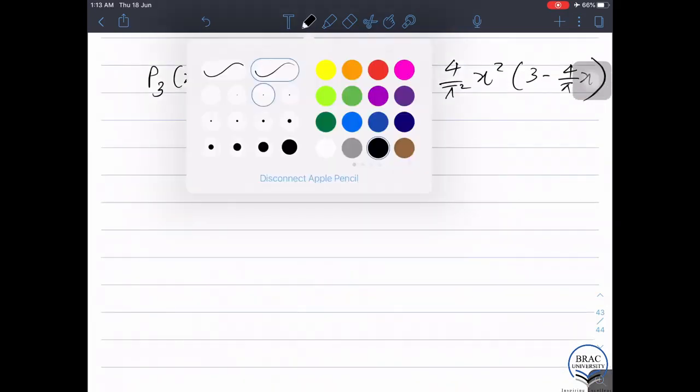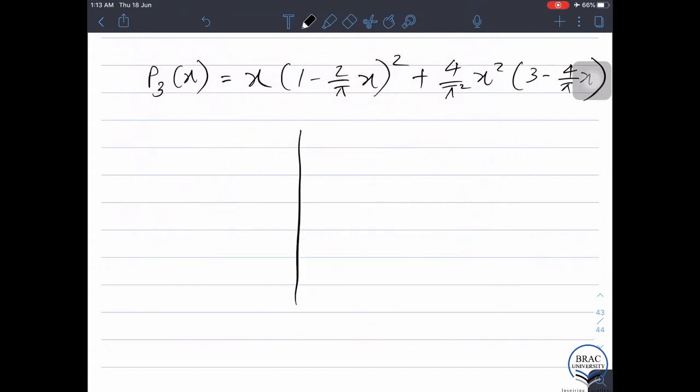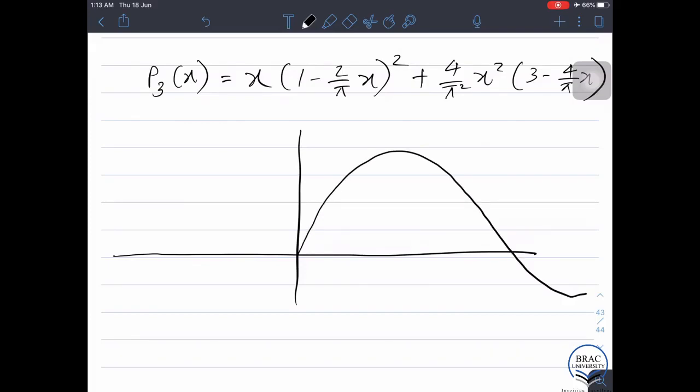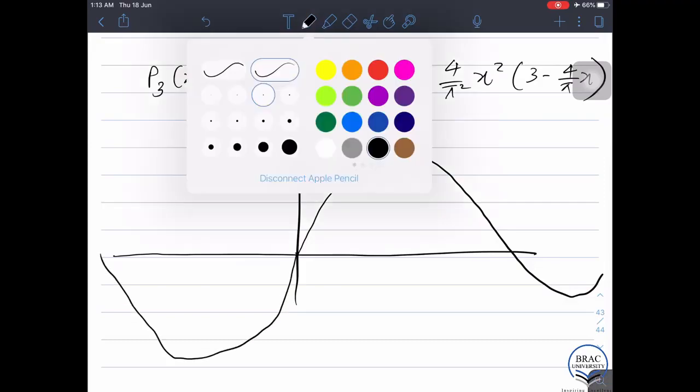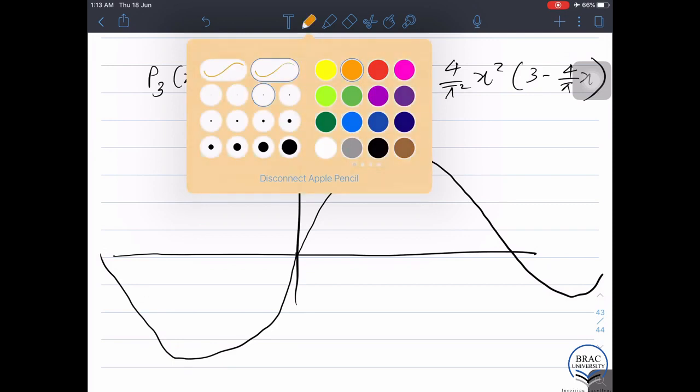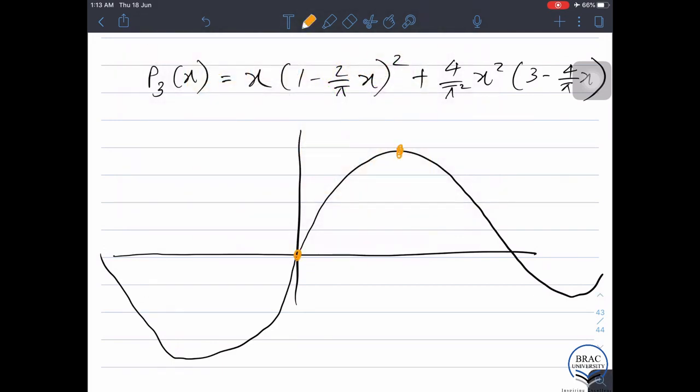Let's check it with a graph. So we were interpolating sine x. You all know how to plot sine x. So it would be something like this. And my two nodes, let me use this orange here, this one and this one, 0 and pi by 2. These were my two nodes. And if you plot this P3 here, that will be something like this.